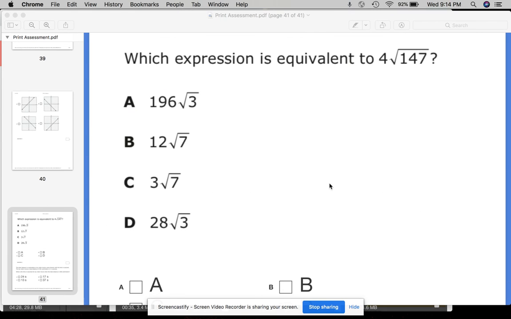Question 53. Which expression is equivalent to 4 radical 147? A. 196 square root 3. B. 12 square root 7. C. 3 square root 7. D. 28 square root 3.